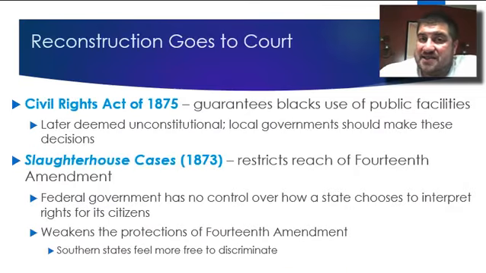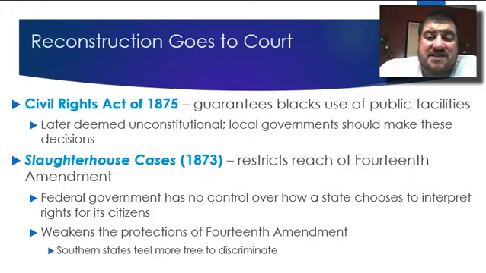And the court cases also go to town on Reconstruction, kind of the rights that were given to African Americans. The court starts to basically take these away. The Civil Rights Act of 1875 was passed by Congress, and this guarantees blacks the use of public facilities. But later, it's deemed unconstitutional, and we'll talk about that later. But the Supreme Court basically says that the local governments, as in state and city and local governments, should make these decisions, not federal, national governments.